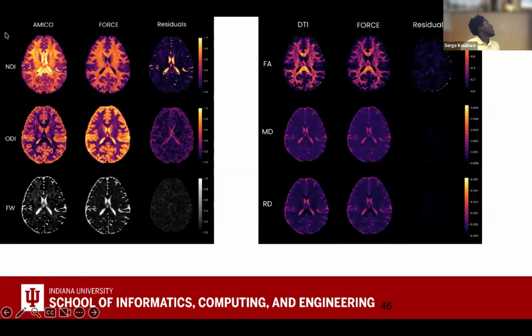So here are some results to give you an idea. For example, in AMICO, where you try to get some of the maps like the NDI, the ODI, you can see that FORCE reconstructs even better. We don't have some black voxels here where AMICO doesn't know what the signal is. Here, an example of DTI, you can see that we can recover the state of the art and we can even do better than the state of the art. Okay.